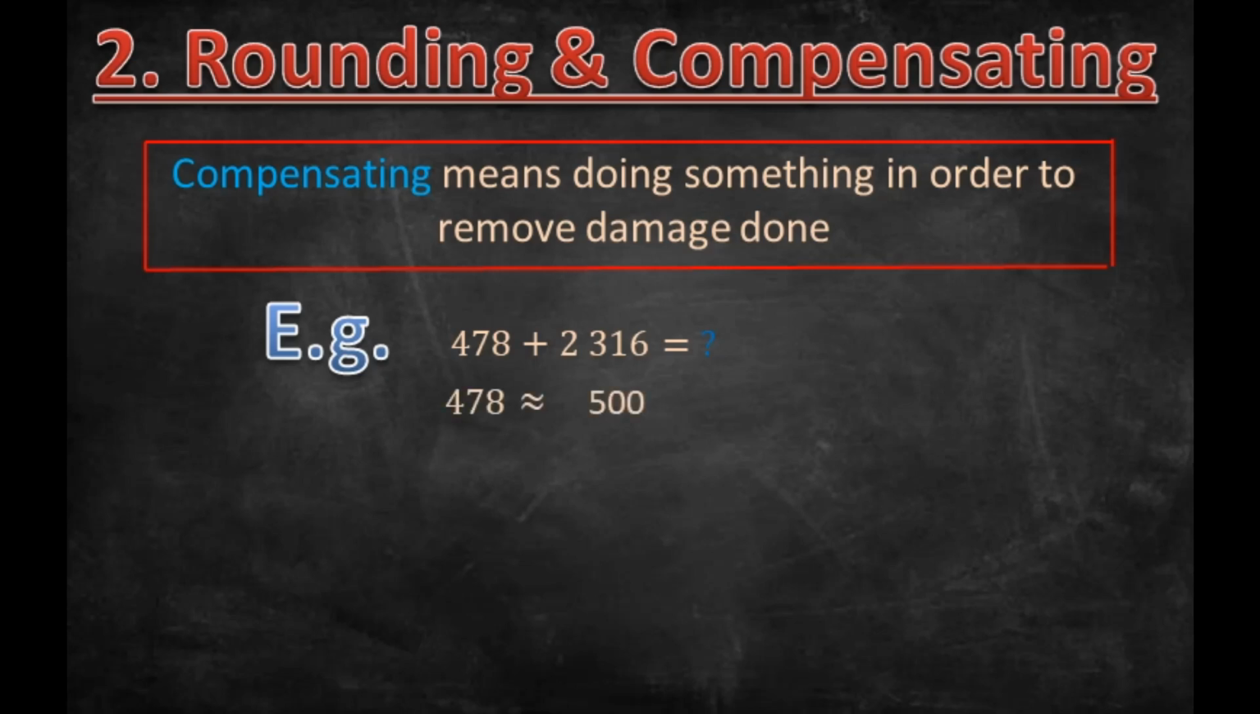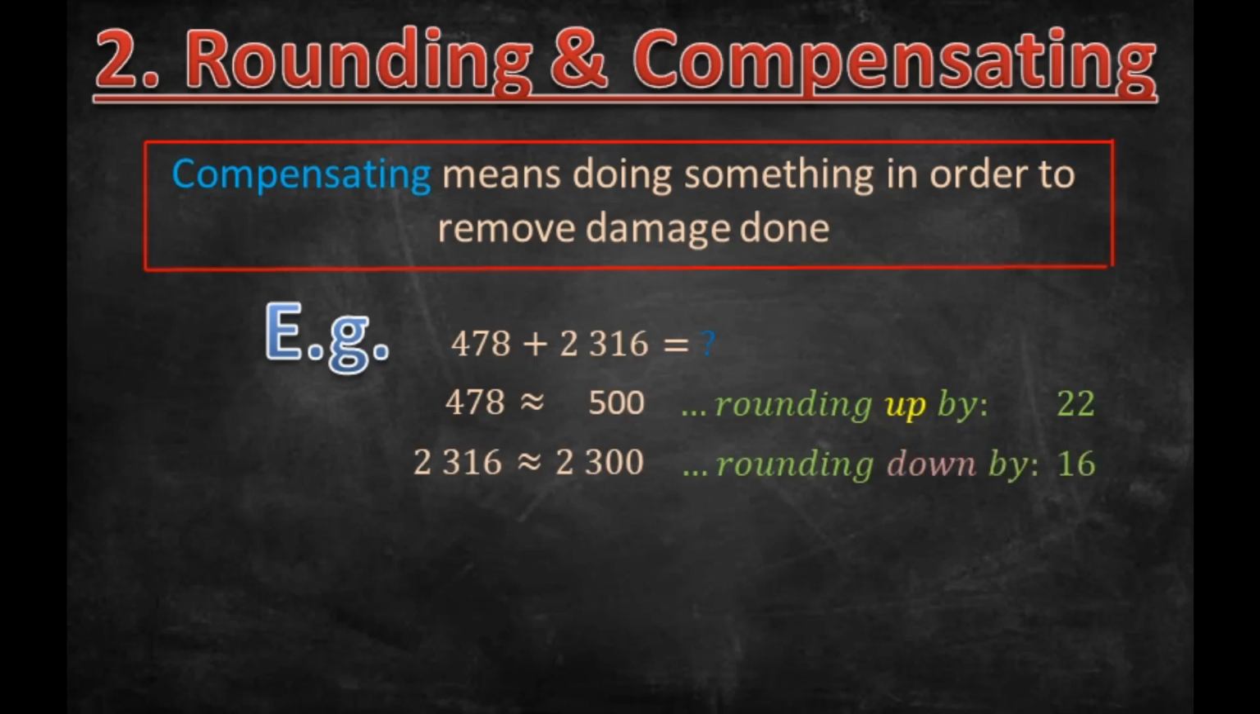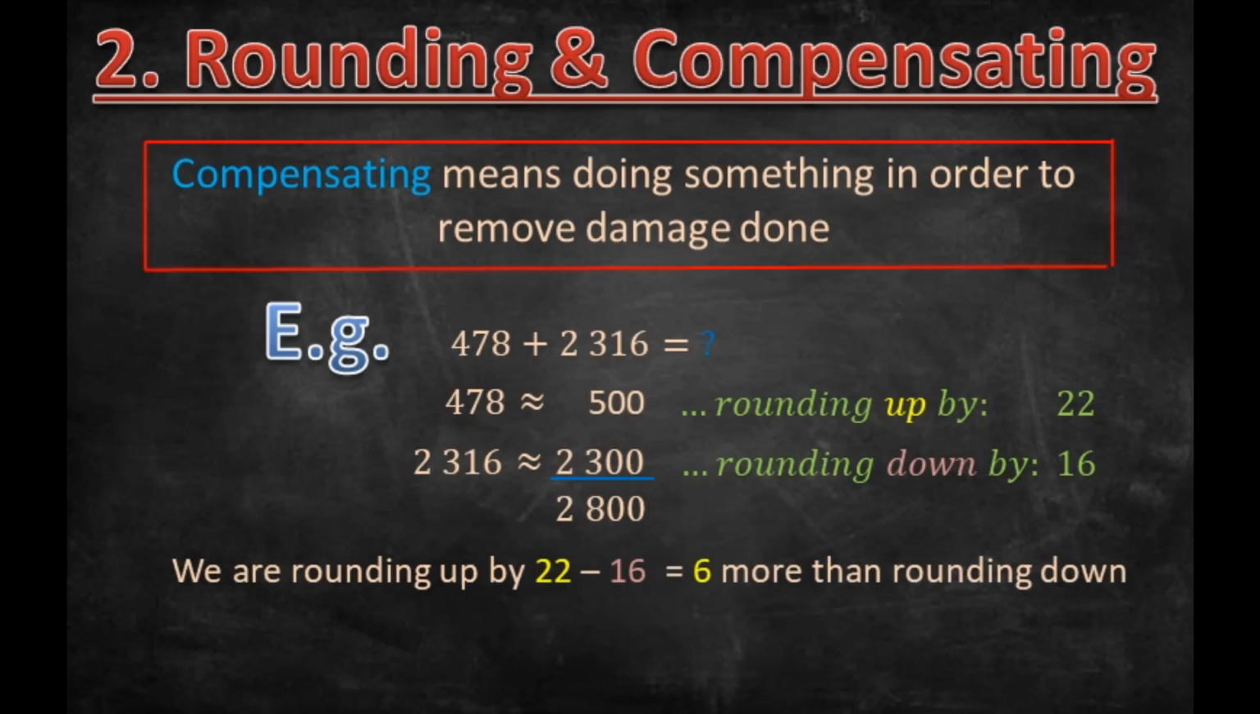478 rounded to the nearest 100 is 500. And note that we are rounding up by 22. 2,316 rounded to the nearest 100 will be 2,300. And in this case, we are rounding down by 16. Then the estimate of the sum will be 2,800. Note that we are rounding up by 22 minus 16, in other words 6, more than we are rounding down.